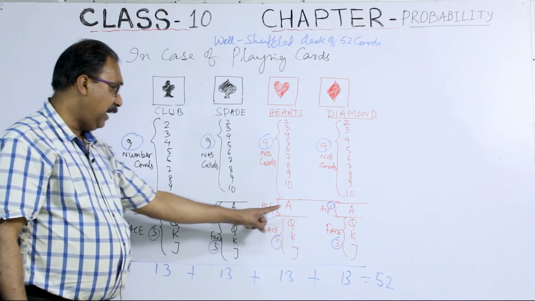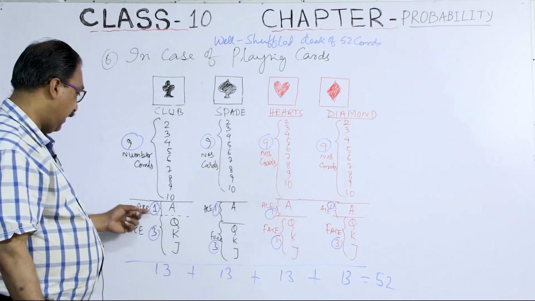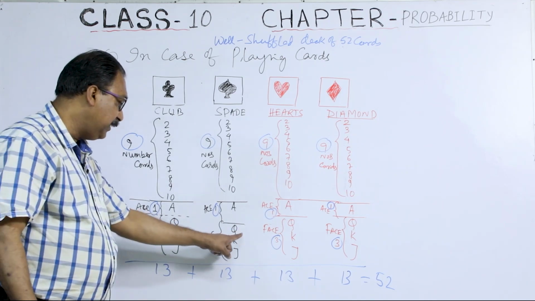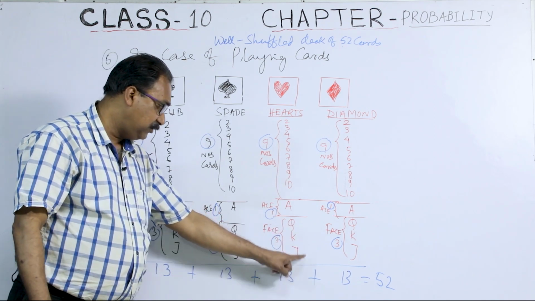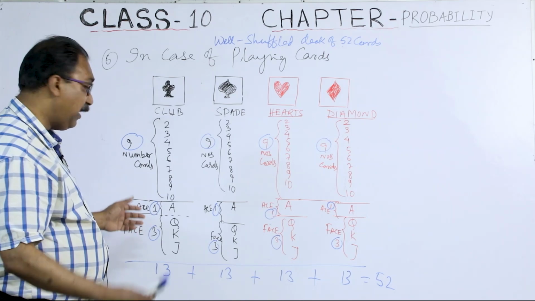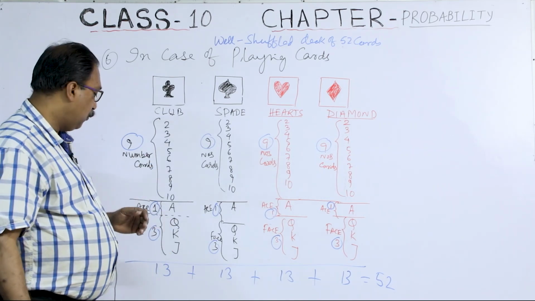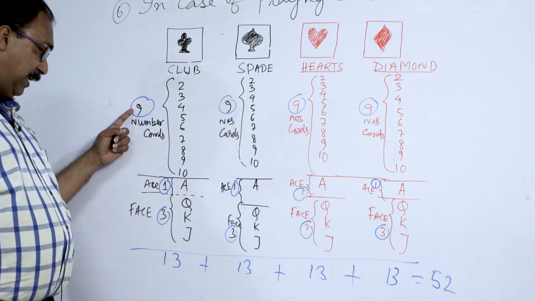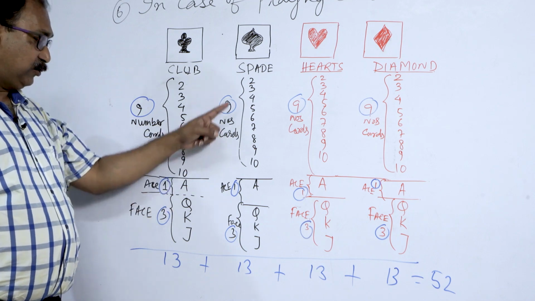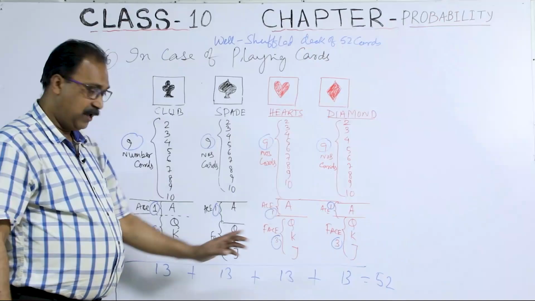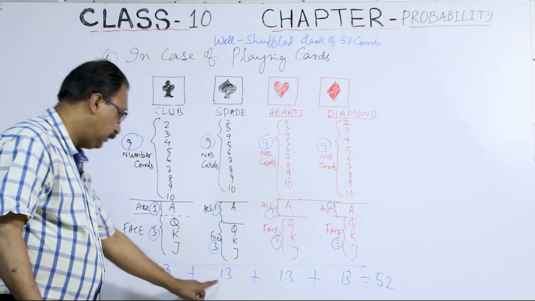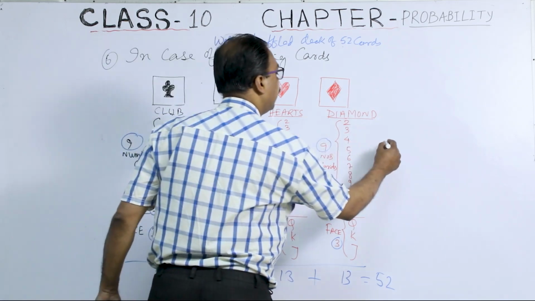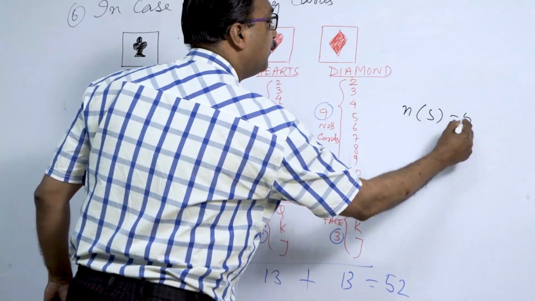Then A indicates ace. And Q, K, J mean queen, king and jack. All 3 cards have faces on them, that's why we call them face cards. How many face cards? 3 face cards. Plus 1 ace and 9 number cards: 9 plus 1 is 10, plus 3 is 13. So every suit has 13 cards, and if I add all the suits, 13, 13, 13, 13, you will get 52 cards. So the number of sample space in this case will be 52.